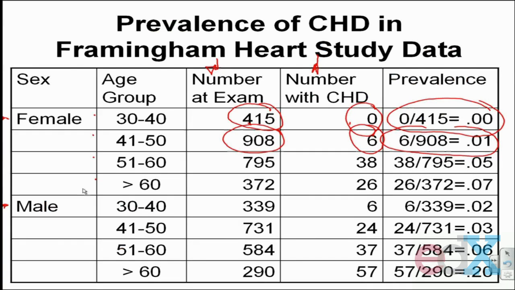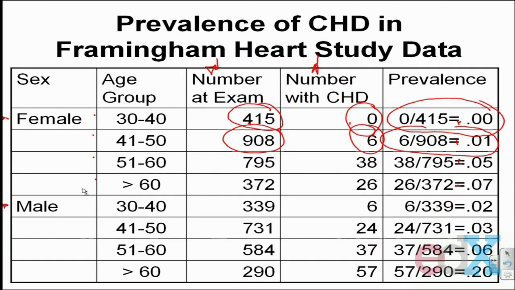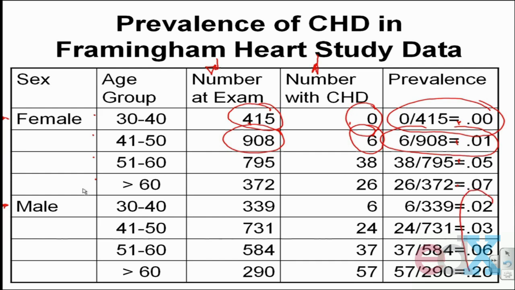We have the prevalence of coronary heart disease among women at 4 different age groups, prevalence of coronary heart disease among men at 4 different age groups. Let's look for associations. Let's look for trends. And not surprisingly, you'll say that among the women, the prevalence of coronary heart disease increases from 0 to 1%, from 1% to 5%, from 5% to 7%, as you move from one age group to an older age group. Prevalence of coronary heart disease increases. That might not be surprising to you. Same trend is seen among the men. The prevalence rate goes from 2% to 3% to 6% to 20% as you move among men with older age groups.